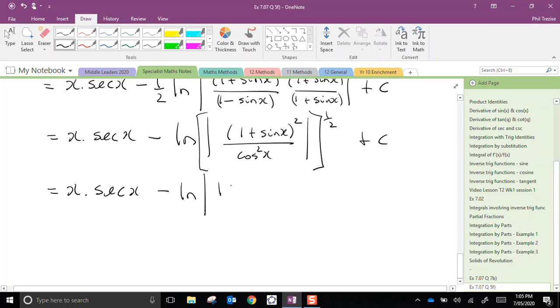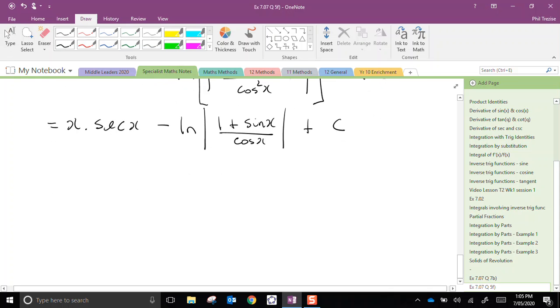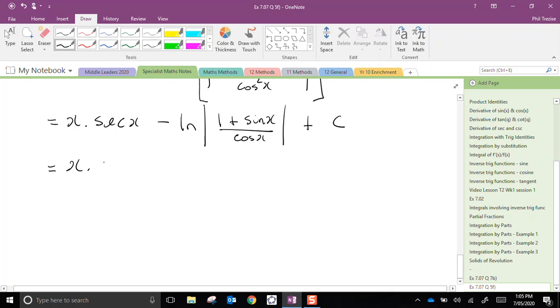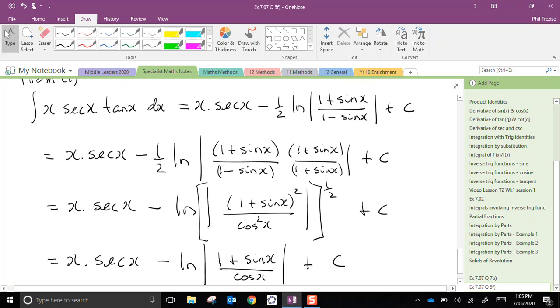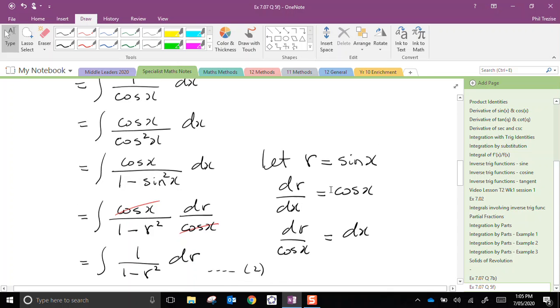So we have, what do we have? We have the natural logarithm of 1 plus sine x divided by cosine x, no longer squareds, plus our constant. This is x sec x minus the natural log. Well, 1 divided by cosine is sec, and sine divided by cosine is tan. And that's where we're going to stop, because now that matches the way the answer is presented in the back of the textbook. This has been quite a good question.